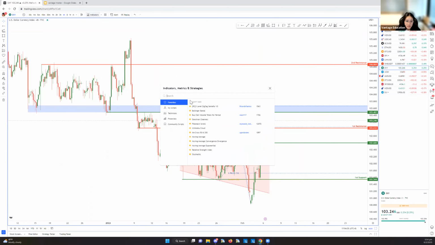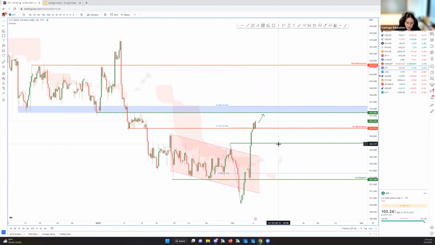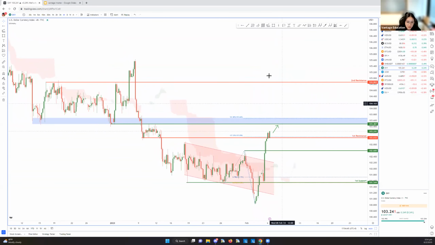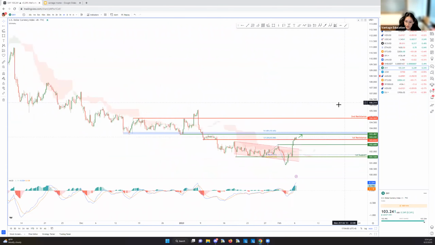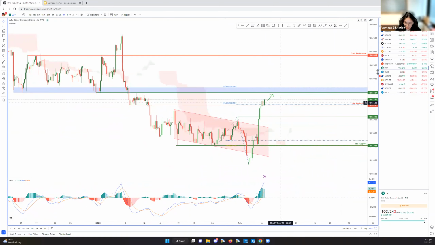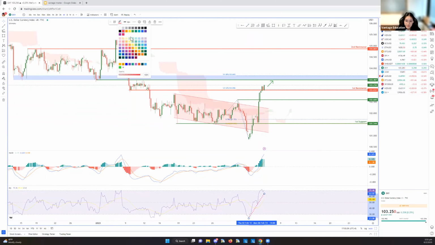Okay, so now let's take a look at some indicators. Now Ichimoku cloud, with price moving above our Ichimoku cloud, it supports our bullish bias. For MACD, with the green area, it also supports our bullish bias. And now let's take a look at RSI. We can see price is moving within an ascending trend line, so it also supports our bullish bias.